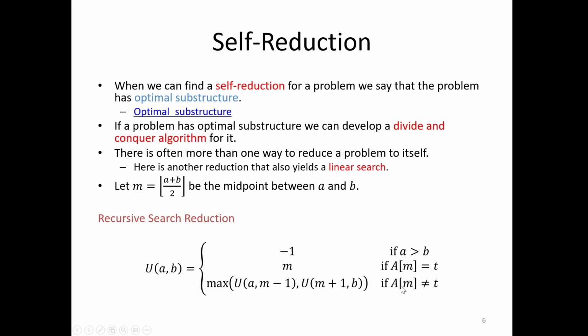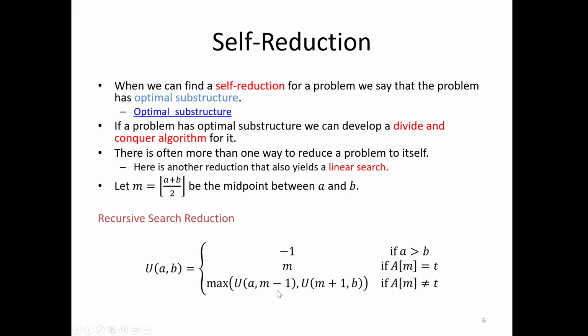We didn't find it in position M. We didn't find it in the right. We didn't find it in the left. So we should return -1. Okay, first condition, check. What if one of them returns -1 and the other doesn't? Meaning we don't find it in one sublist, but we do find it in the other. Well, since -1 will be less than any of our indices, we're guaranteed to return the correct answer here as well.